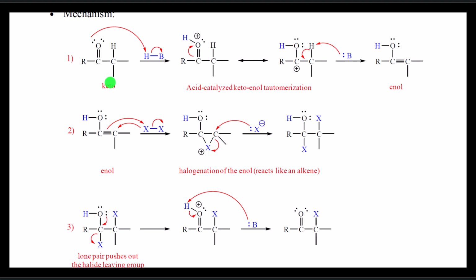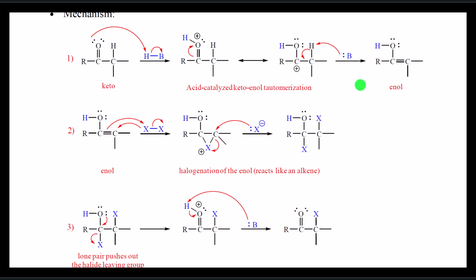In the first part, we actually do a keto to enol tautomerization under acid conditions. We've talked about the mechanism of that in an earlier section. But to summarize, we protonate the C double bond O oxygen. It then has a resonance structure, and we deprotonate the alpha carbon of the resonance structure to make an enol.